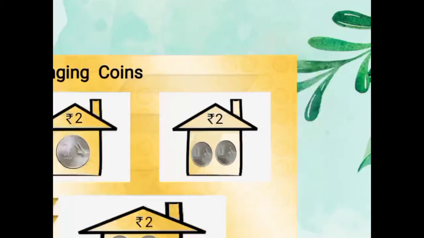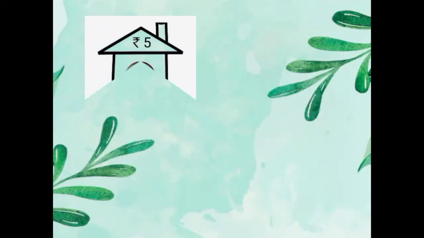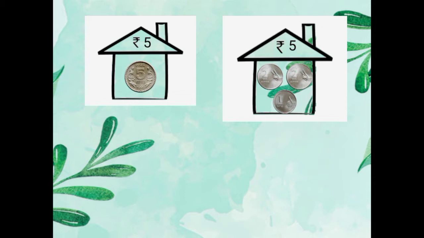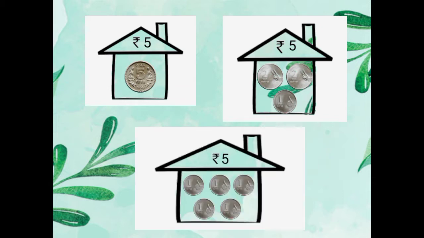Okay. Next you will see house of rupees 5. So here you can see 1 coin of 5 rupees. If you don't have 1 coin of 5 rupees, instead you can use 2 coins of 2 rupees and 1 coin of 1 rupee. So 2 plus 2 is 4, and 4 plus 1 is 5 rupees. Otherwise you can use 5 coins of 1 rupee. So 1 plus 1 plus 1 plus 1 plus 1 is equal to 5. 1 rupee 5 times, so it will become 5 rupees.